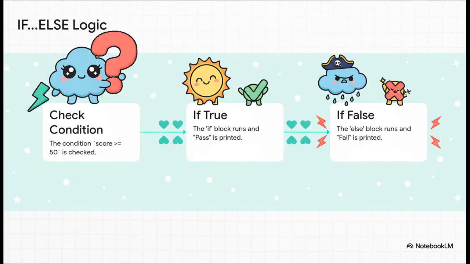The logic here is simple, but it's so powerful. You've got 2 paths, but the program can only ever take one of them. Based on that single true or false answer, exactly one of these code blocks is guaranteed to run. It's a definite choice, one way or the other, every single time.